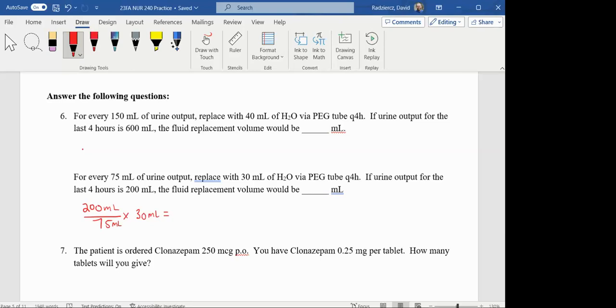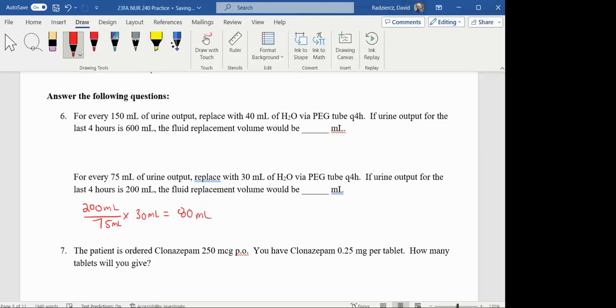What I do is I take the actual output and put it over the expected output, so 200 over 75, and then I multiply by the replacement volume. That's how I calculate it. For this one, I get 80 milliliters when I do this. So 200 divided by 75, and then you just multiply by 30.